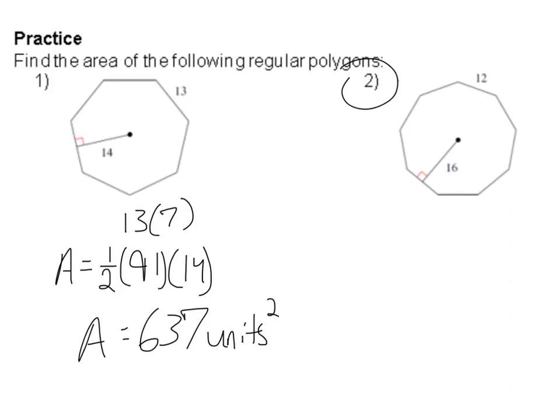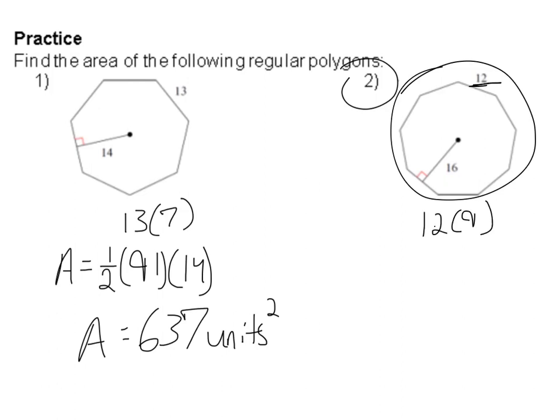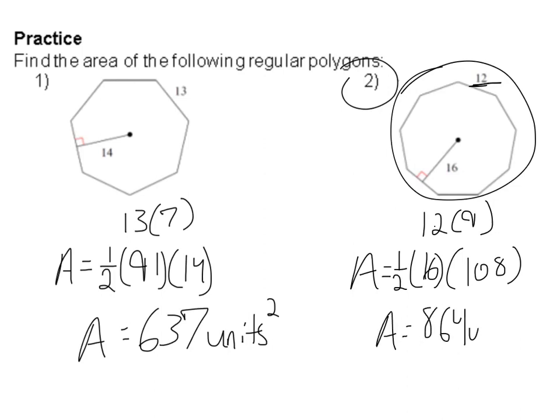Okay, so for number 2, I see one of my side lengths is 12, and I see that this is a 9-sided figure. So first thing, I'm going to find the perimeter. I'm going to do 12 times 9. 12 times 9 gives me 108, so that's my perimeter. And then to find the area, I'm going to do 1/2 of the apothem times the perimeter. The apothem is 16. So half of 16 is 8, so 108 times 8 is going to give me an area of 864 units squared.